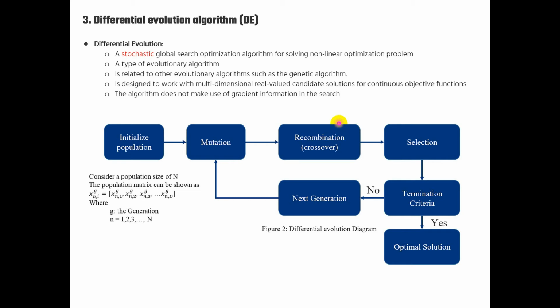We can see in the picture below a differential evolution diagram. It has many parts, but we will focus on the four main parts. First is the initialized population. Second is the mutation. Third is the recombination or crossover, and finally is the selection. So now we will detail each part.